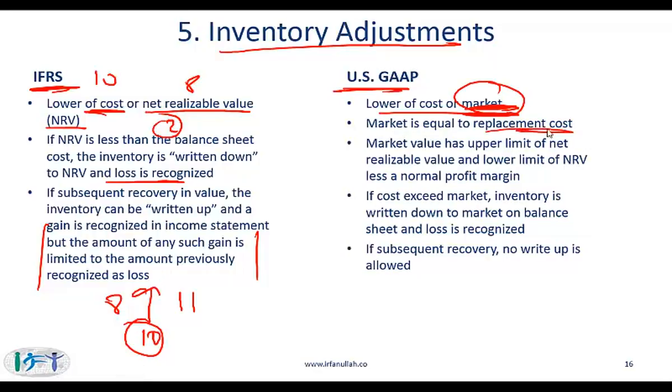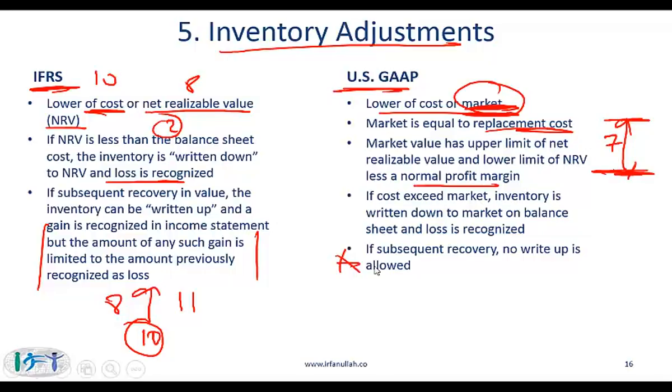Market is equal to the replacement cost, which is what I just described. The market value has an upper limit of net realizable value and a lower limit of net realizable value less a normal profit margin. So all we are saying here is that you might come up with a market price of say 7, but this 7 needs to be within a certain range, where the high end of the range is net realizable value and the lower end is net realizable value minus a profit margin. This material was covered at level 1. I don't think it is overly significant in terms of the level 2 exam.